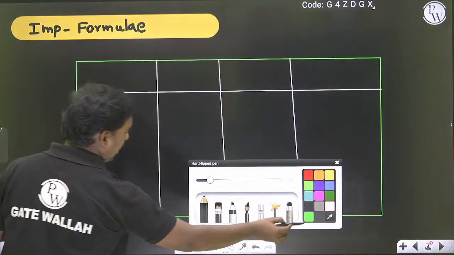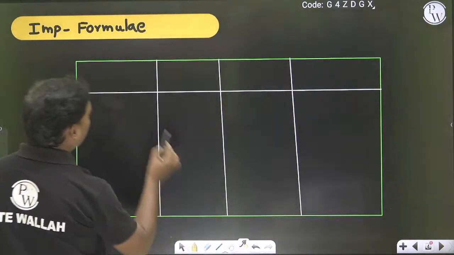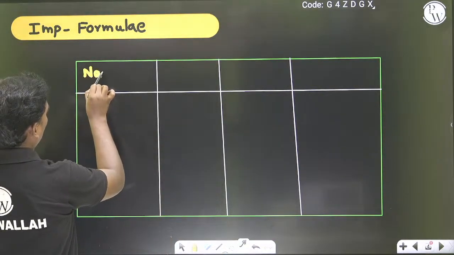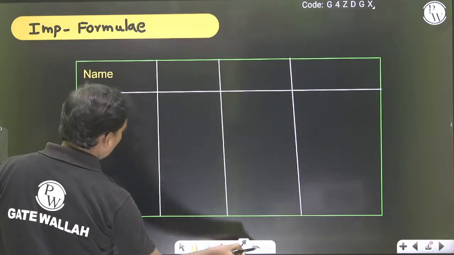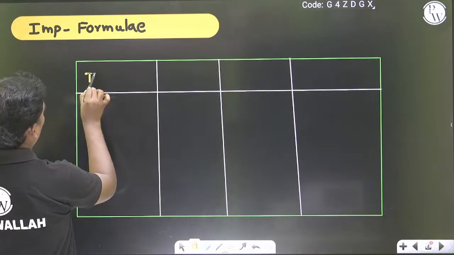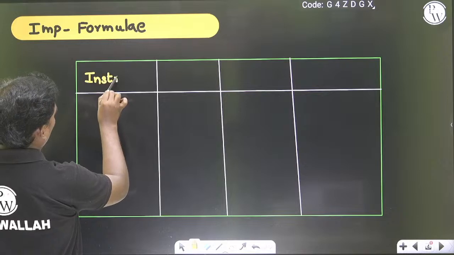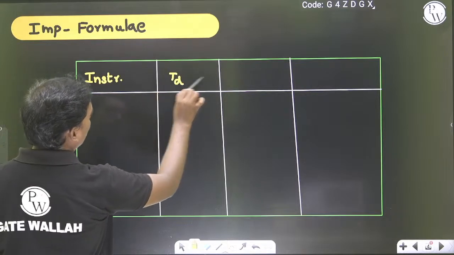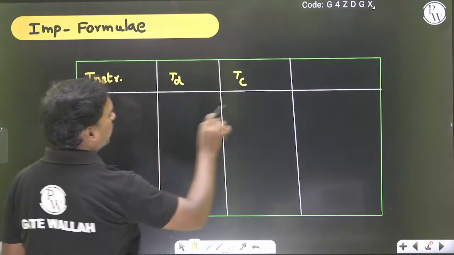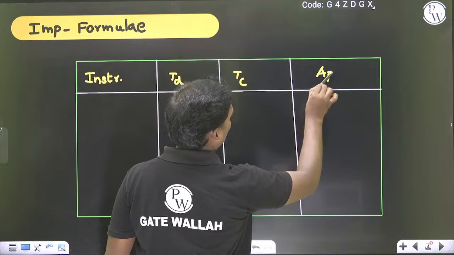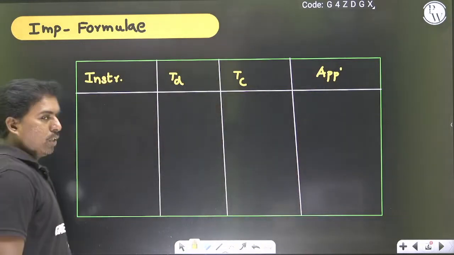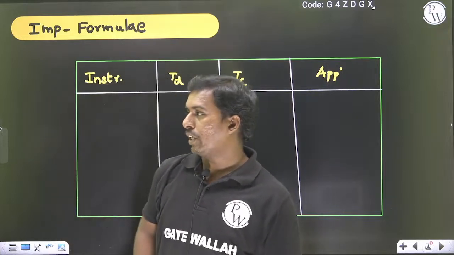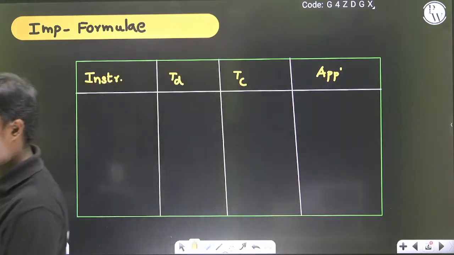So let us take the name of the instrument. Instrument, its deflection torque, controlling torque, and its application. What are its applications? Okay, is the audio clear? Yeah. So what is the mechanism?